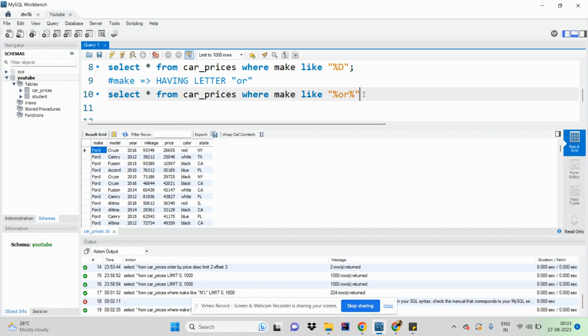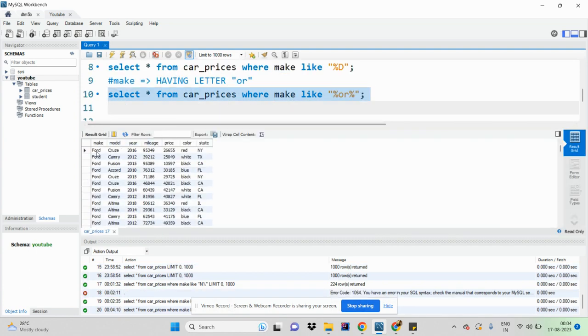I hope you understood the meaning. I want to have the letters OR. Starting can be anything, ending can be anything. That means I can have any characters in front, and any number of characters at the end, but I want this OR in between. That's it. If I execute this, I am able to see Ford coming into the picture. Are you able to see this, guys?